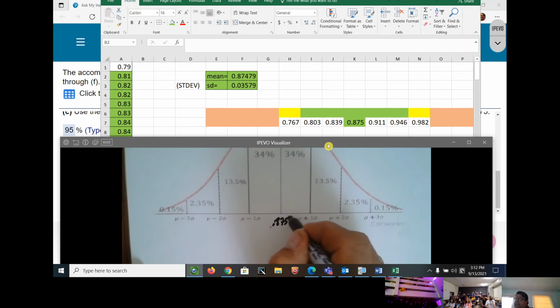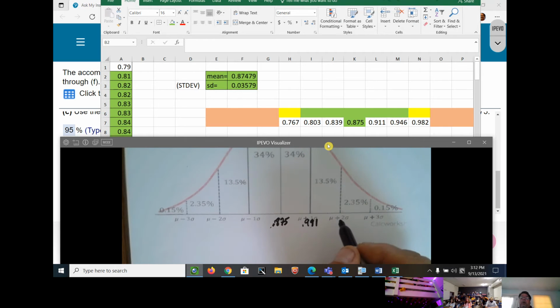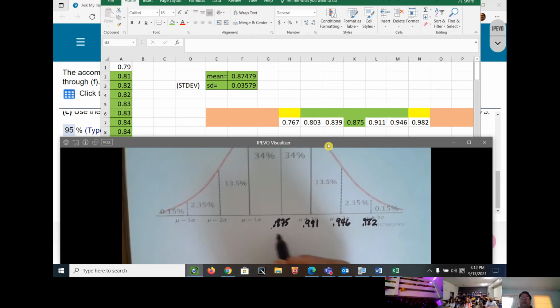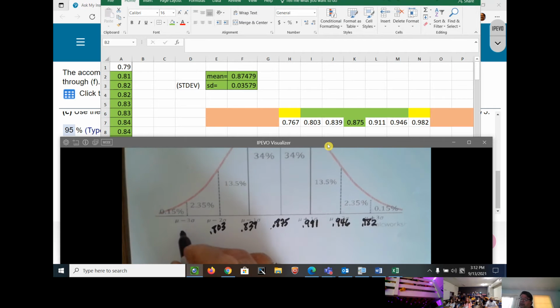0.875, 0.911, 0.946, 0.982, 0.839, 0.803, and 0.767.